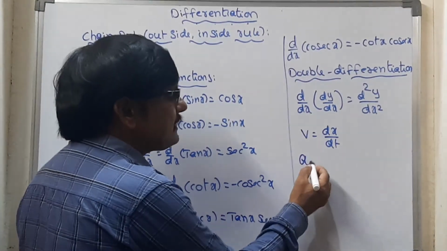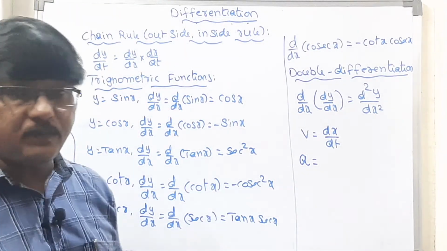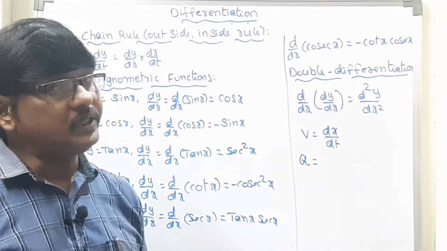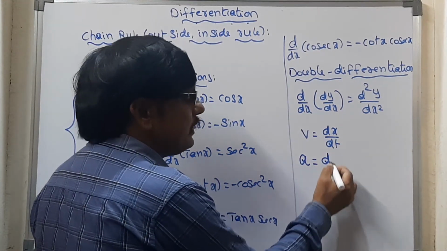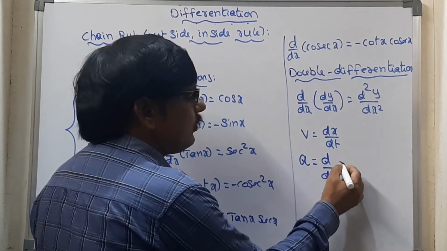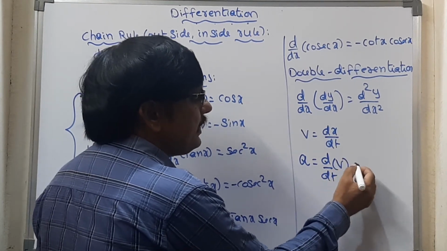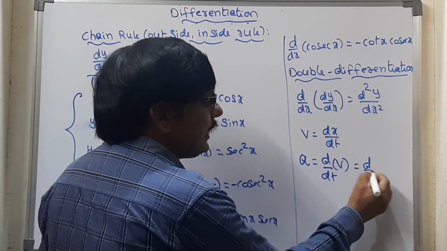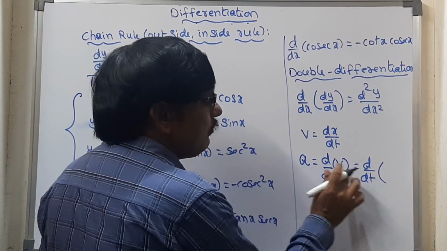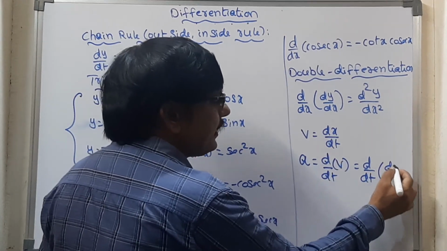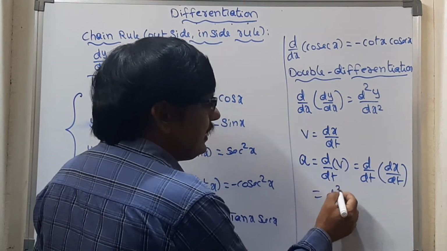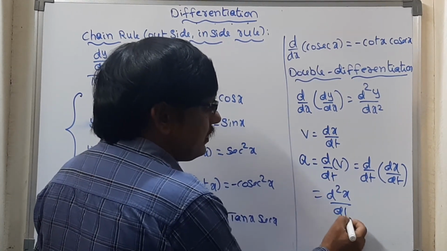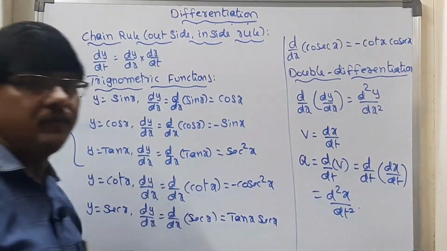And if you want acceleration, we know what is meant by acceleration: the rate of change of velocity. So the differentiation of velocity is d by dt of v, which is equal to d by dt of dx by dt, since v is dx by dt. How do we write this? This can be written as d square x by dt square.